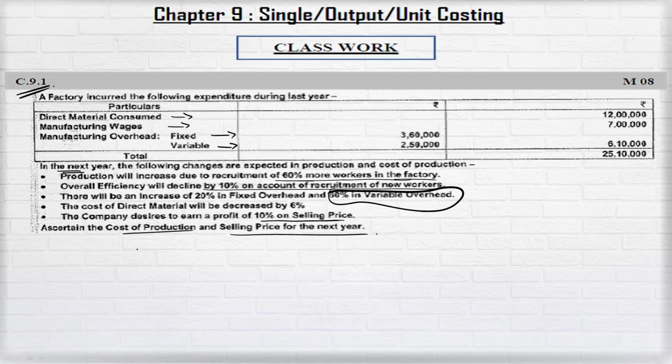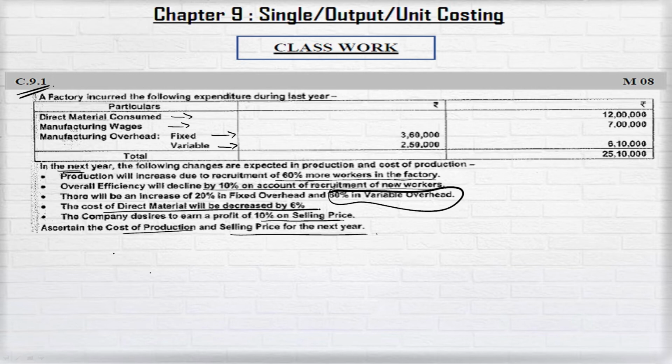I am finding out selling price for next year in a chart, particulars and rupees. In next year, the following changes are expected in production and cost of production. The cost of direct material will decrease by 6%. What was direct material cost? 12x minus 6%. This cannot be done. Direct material is a variable cost. If the production increases, direct material will increase or not? Yes. And then per unit, there is a 6% decline.